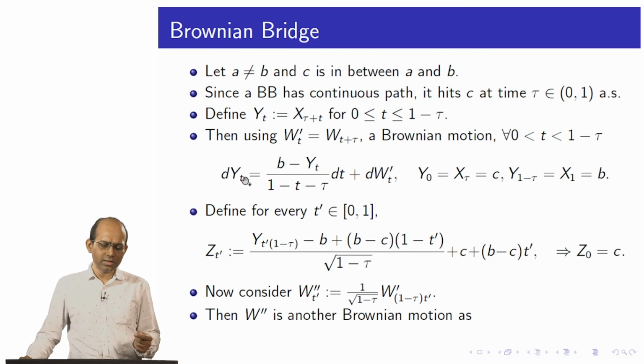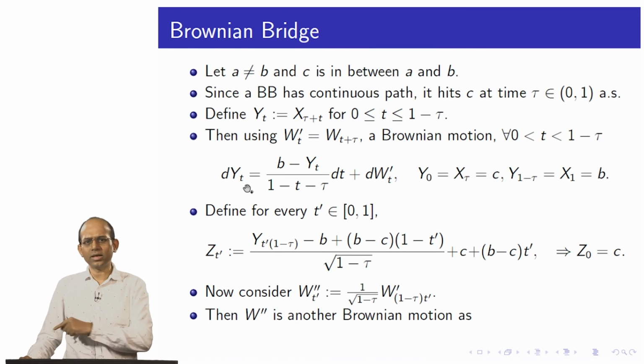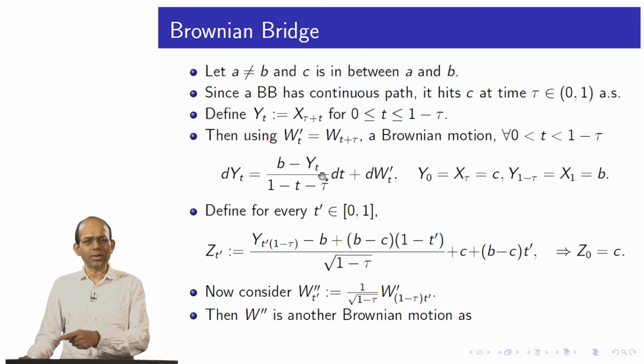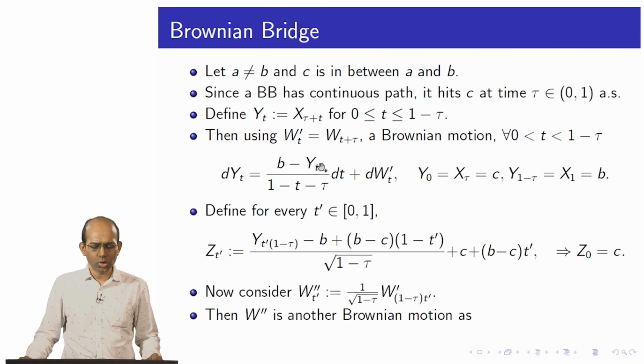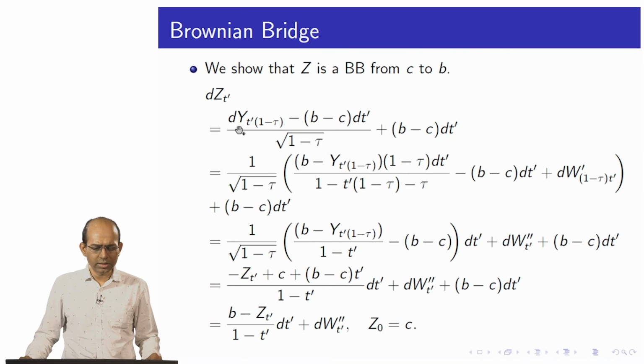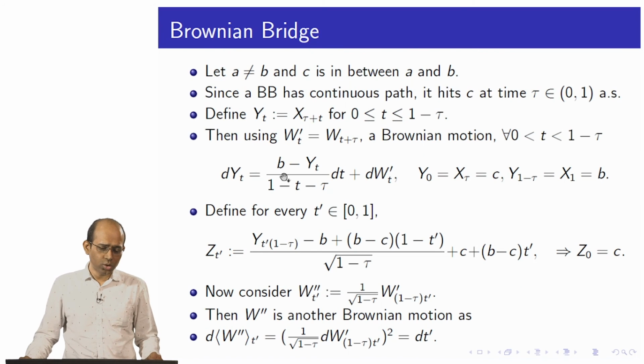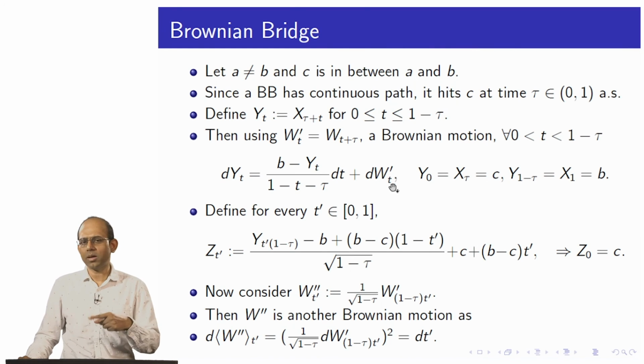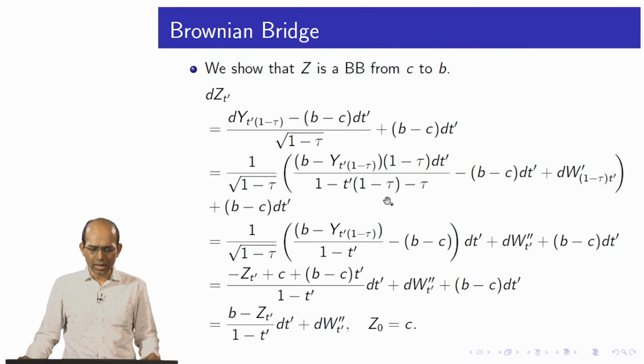However, here it is written in terms of t, but there it is a different time. So that we have to appropriately change. Okay. So, here you have t prime into 1 minus tau. Everywhere I see t, I should write t prime into 1 minus tau. Okay. So, here w prime of t prime into 1 minus tau, that I need to write down here.